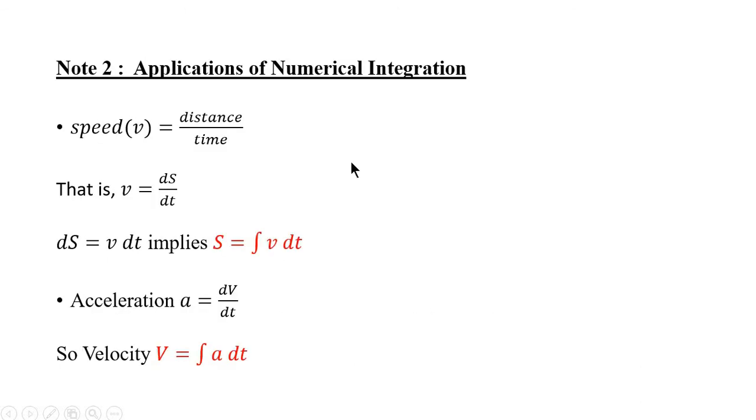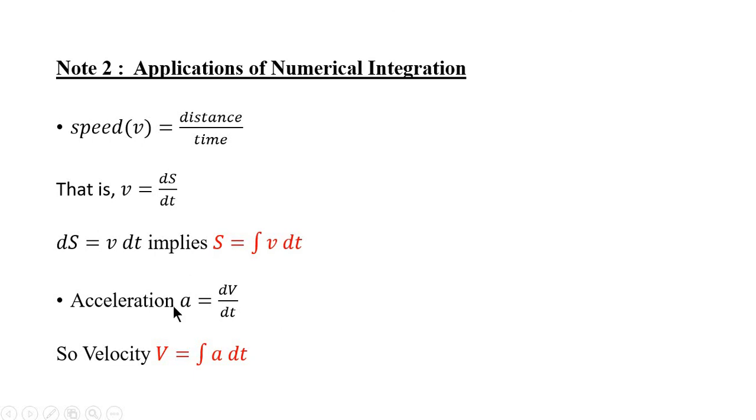Another application is to find out the speed, acceleration, velocity. We know the formula for speed is distance over time. So v is ds by dt. And from this, what is ds? ds is v into dt. That is, after integrating we get s is equal to integration of v dt. So if we integrate speed, we will get the distance travelled. So to get distance travelled we have to integrate the speed with respect to time.